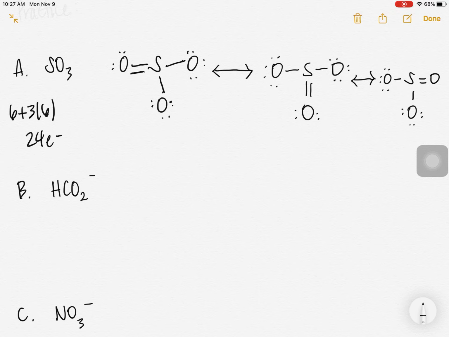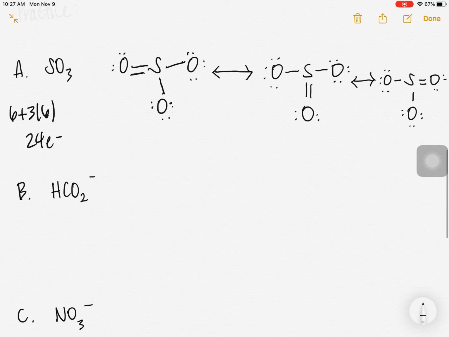So when we draw resonance, we're not moving the locations of the atoms, okay? Notice my atom placement stayed the same. We're just moving the double bond to a second location if it's possible that it can be in a second location. Now, what really tricks students is calculating what the true bond length would be in this case.